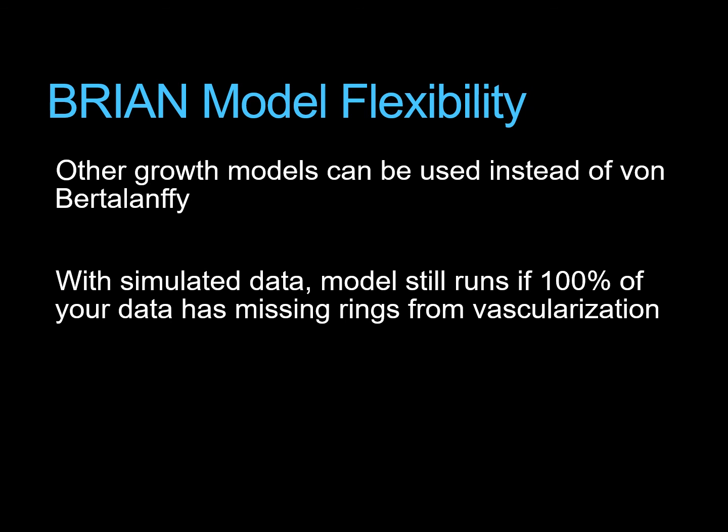Now that we've shown you how the Bayesian model performs in simulation and with real data, I want to tell you a bit more about the flexibility that this model offers. It can incorporate other growth models instead of the von Bertalanffy if you choose. And from our simulations, we found that the model will still run if 100% of your data has missing rings from vascularization. So if all of those xi are NA, the model can still perform. And we showed that it did quite well in simulation, as well as performed pretty well for a real-world example, although we don't know how it compared to the truth for yellowfin tuna.